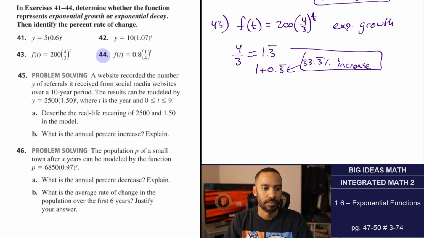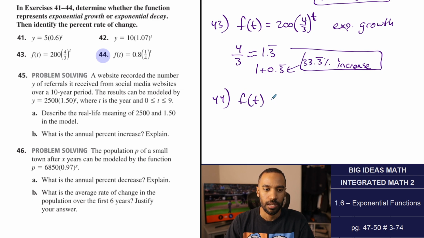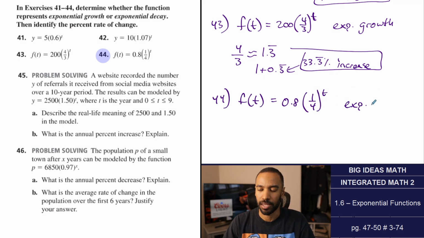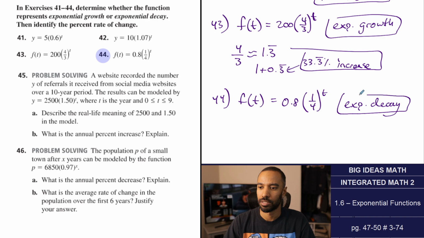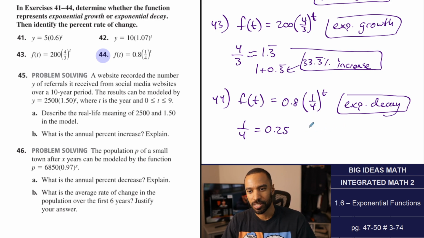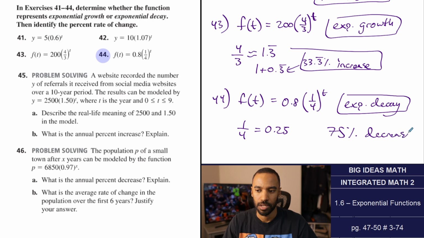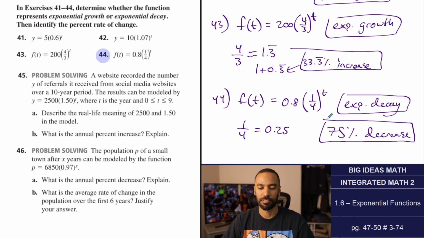Number 44, f of t equals 0.8 times 1/4 to the t power. This is between 0 and 1. That makes that exponential decay. Box that one, and then this one. 1/4 is exactly 0.25. That makes this thing 1 minus 0.75, which makes it 25%. So that makes this a 75% decrease. You're taking 3/4 off, taking 75% off of that.